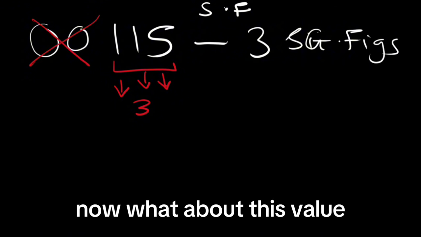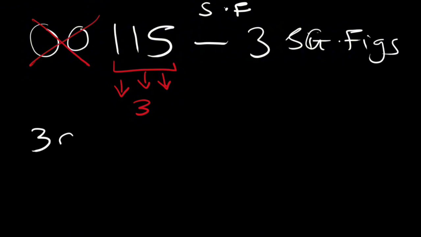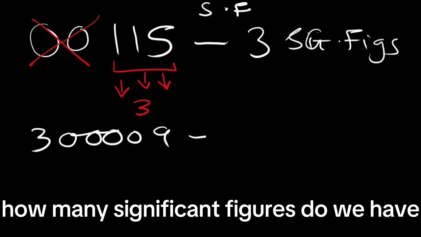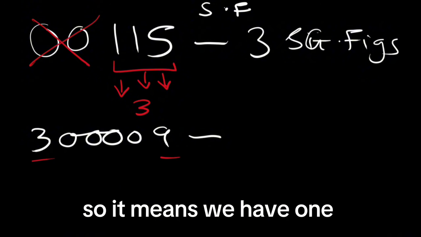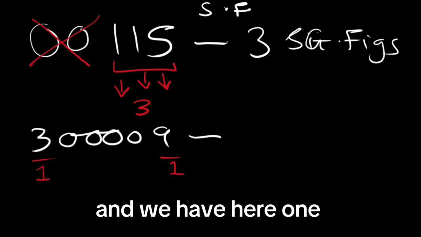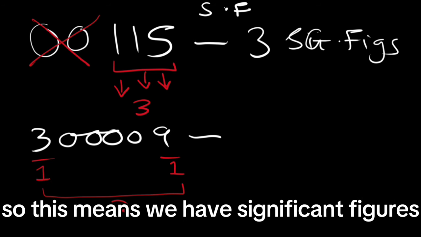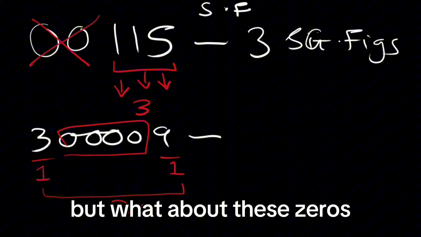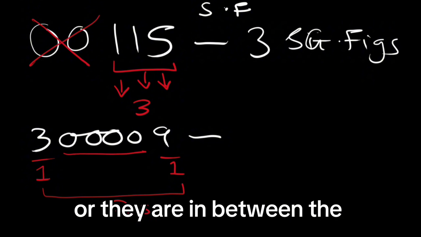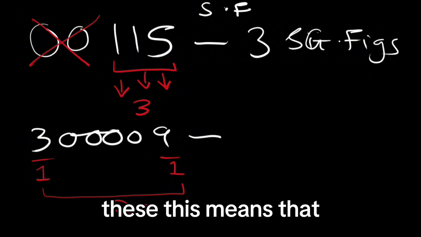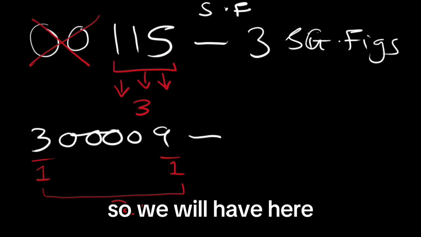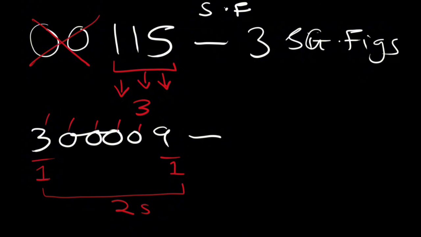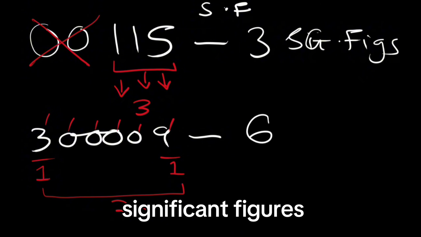Now what about this value right over here, when you have 300009? How many significant figures do we have? Well, we can see here we have two non-zero integers, so it means we have one, and we have here one, so this means we have two significant figures. But what about these zeros? Now because they are captive, or they are in between, this means that these will also count as significant figures. So we will have here 1, 2, 3, 4, 5, 6 significant figures.